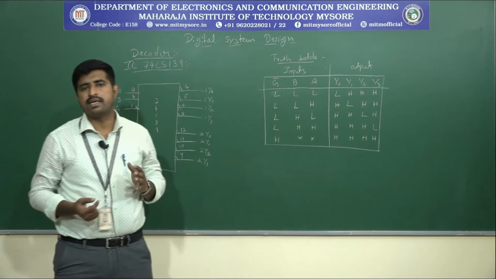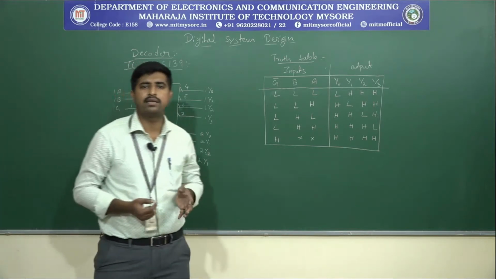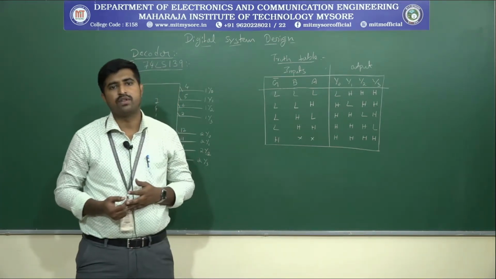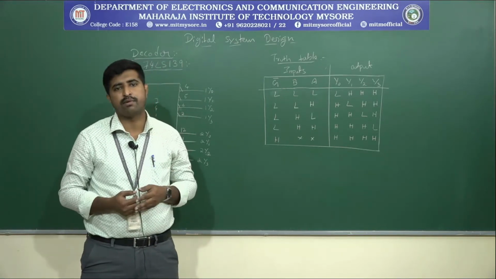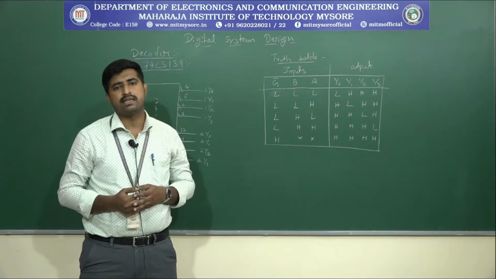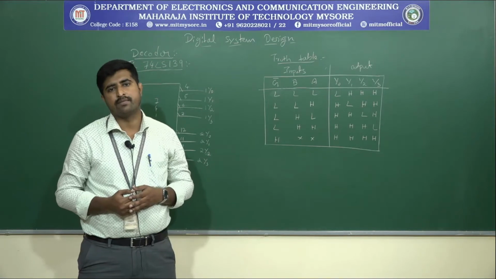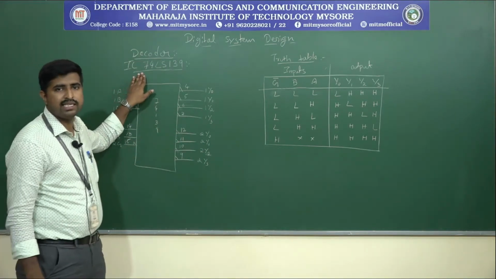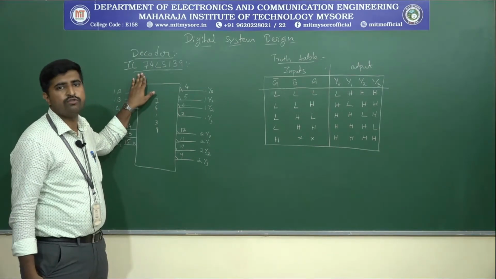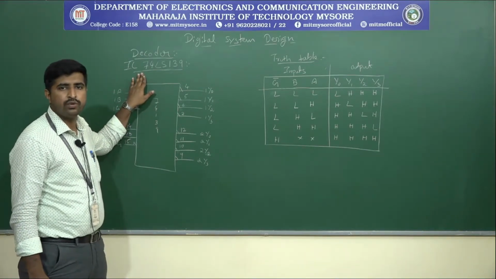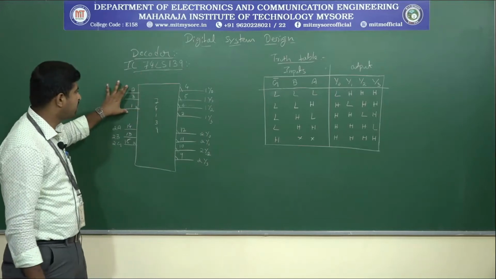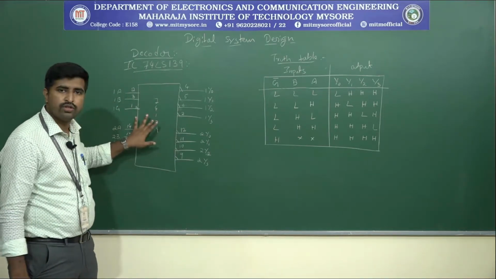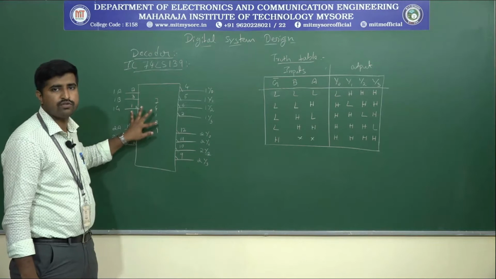As I already said, decoders are available as integrated circuits. In that we started discussing the IC 74LS139. This IC 74LS139 consists of 2:4 decoders, that we can say dual 2:4 decoders. So this is the 2:4 decoder.